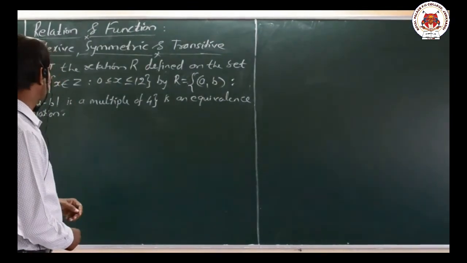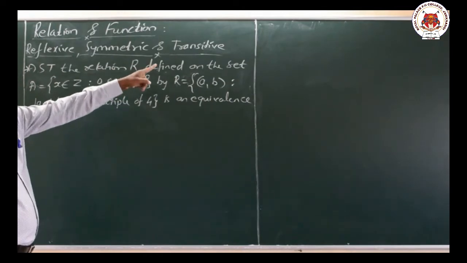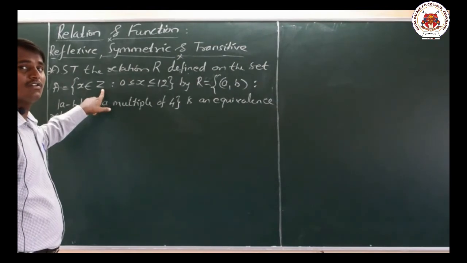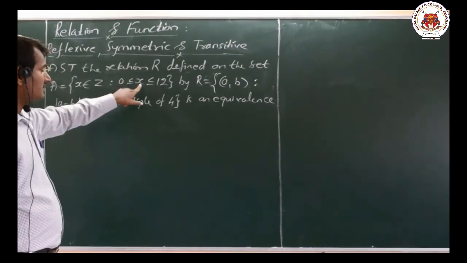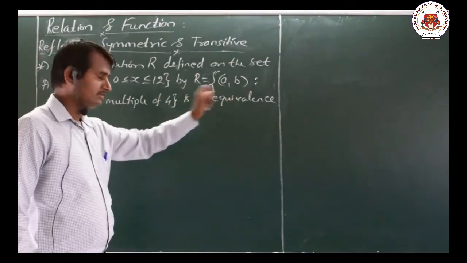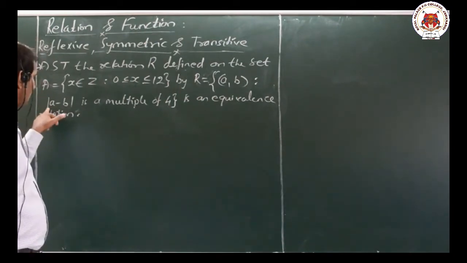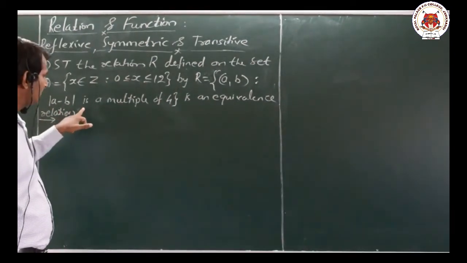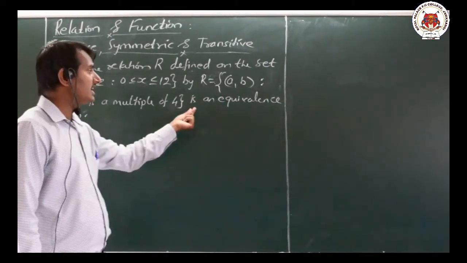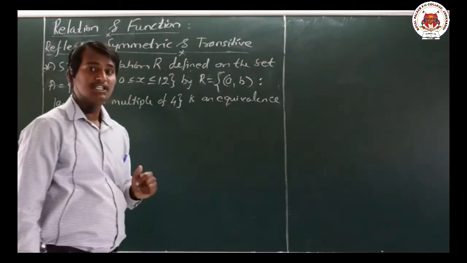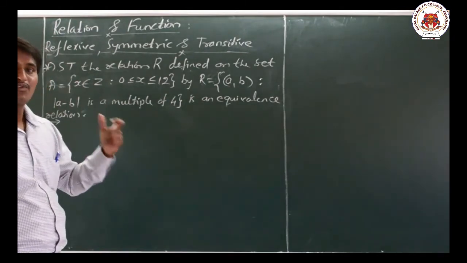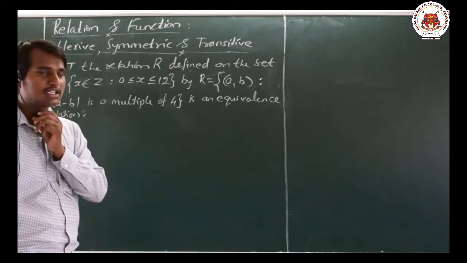So what has he given as the next problem? Show that the relation R defined on the set A equal to x belongs to Z, that means x takes all the integer values, 0 less than or equal to x less than or equal to 12, defined by R equal to a comma b such that modulus of a minus b is a multiple of 4, is an equivalence relation. Equivalence means, similar to the previous problem, we have to show that it is reflexive, symmetric and transitive, all three things.